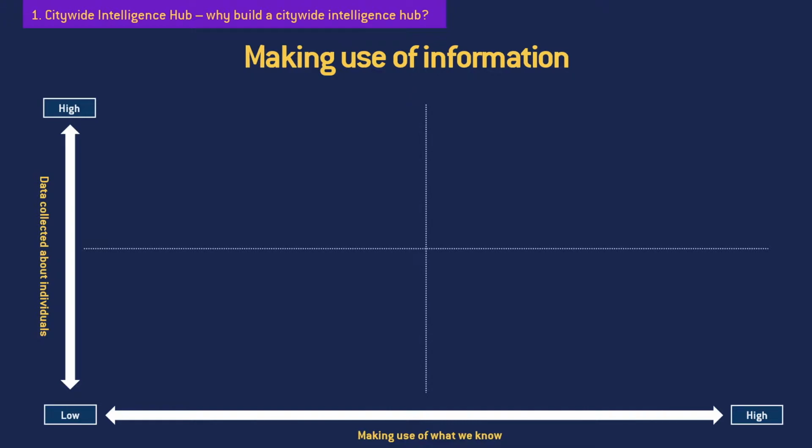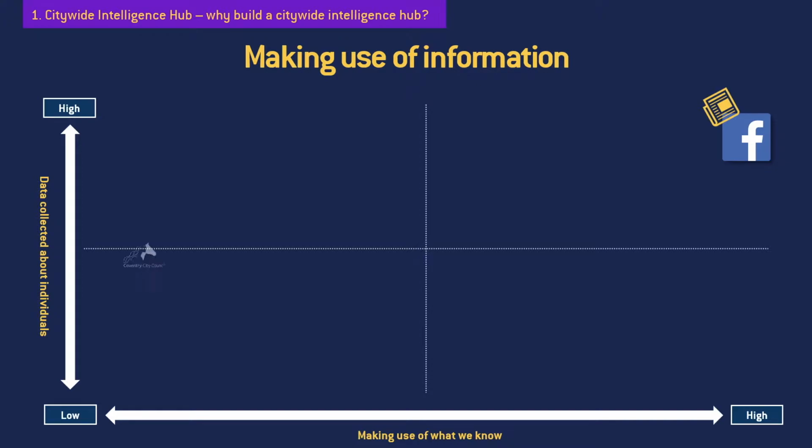So firstly, here's why we built a Citywide Intelligence Hub. We want to make use of information better. If I drew a 2x2 matrix, where on the x-axis is how much data we use, and on the y-axis is how much data we collect about individuals, you'd expect Facebook to be somewhere over there. They collect lots of information about individuals, whether or not they use Facebook or not. And they're also really good at making use of that information in order to target news and advertisements at you.